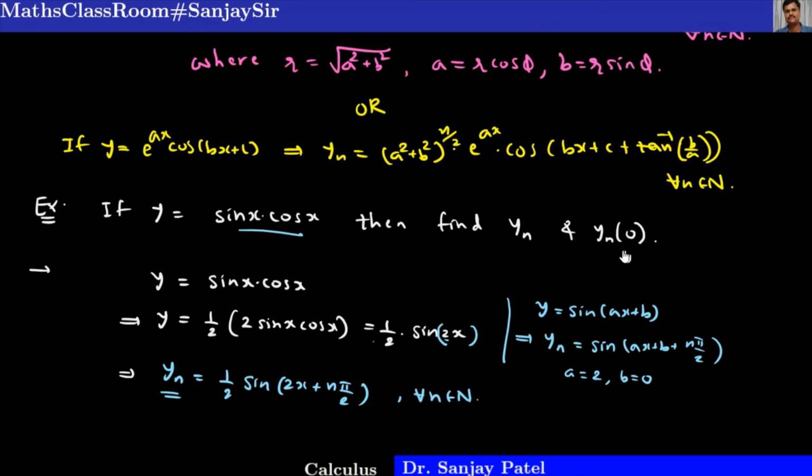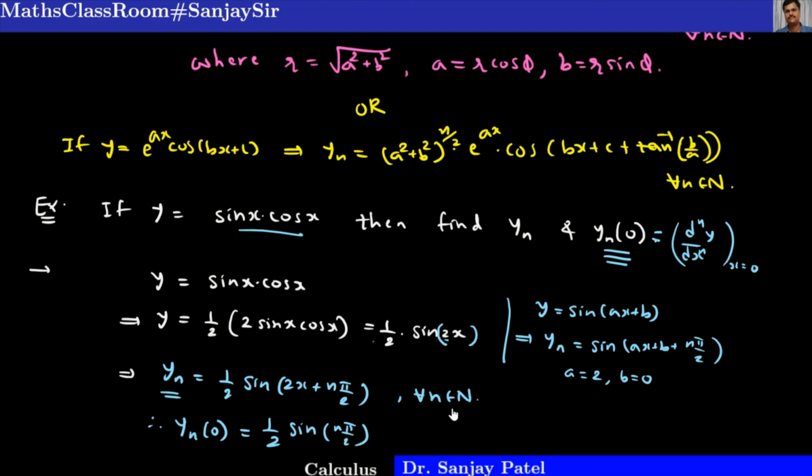But we are also required to find yn of 0, that means the value of the nth derivative at x equal to 0. Remember, this can also be written as dny by dx raised to n at x equal to 0. Both have the same meaning. So I can write yn of 0 by putting x equal to 0 wherever it appears, which gives 1 by 2 times sin(0 plus n pi by 2). This is the answer, and it depends on the value of n.